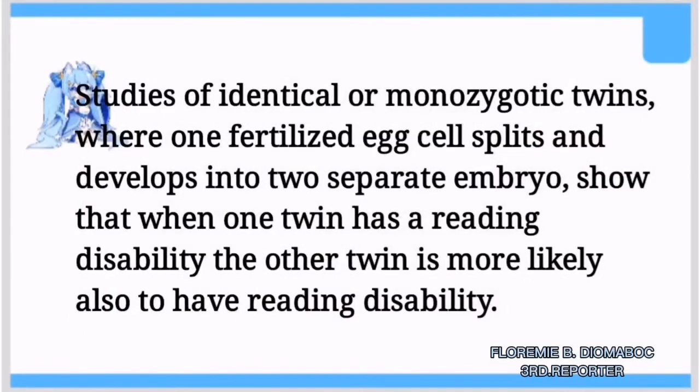Studies of identical or monozygotic twins, where one fertilized egg splits and develops into two separate embryos, show that when one twin has a reading disability, the other twin is more likely to also have a reading disability. So, identical twins possess the same physical and mental traits. However, research shows that this is not always true.